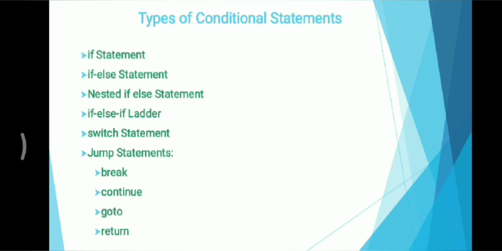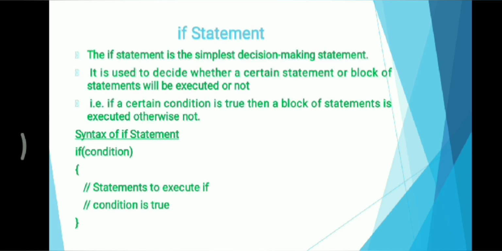Next, the fourth one is the switch statement. Then the fifth one is jump statements. In jump statements we have several categories. First one is break, second is continue, third is goto, fourth is return. So we are going to see all the types in this video. Let's see one by one.